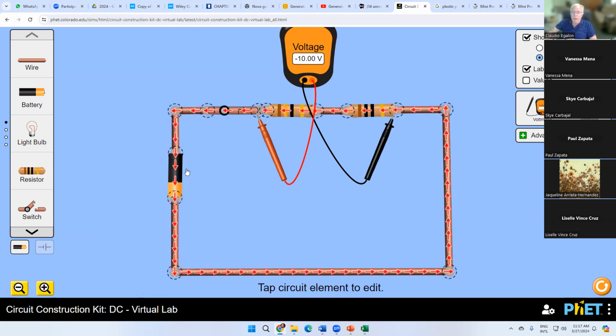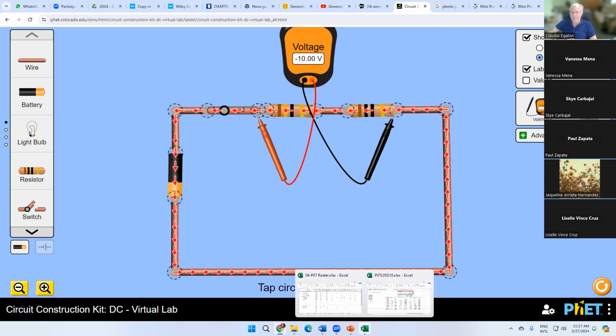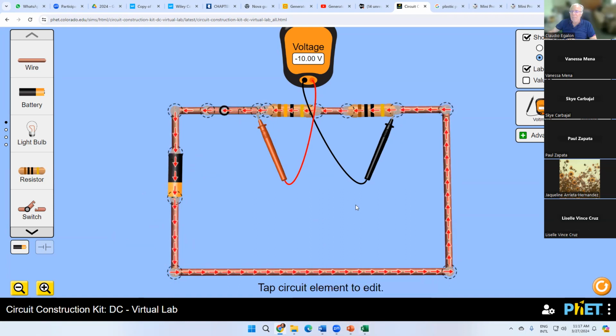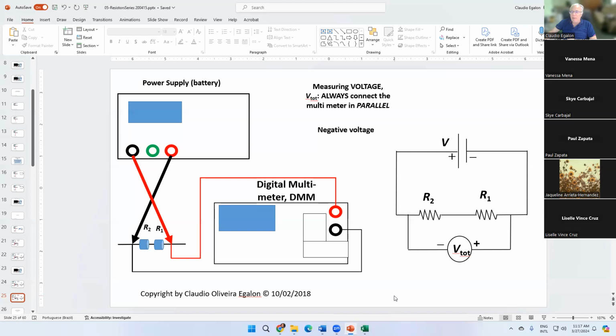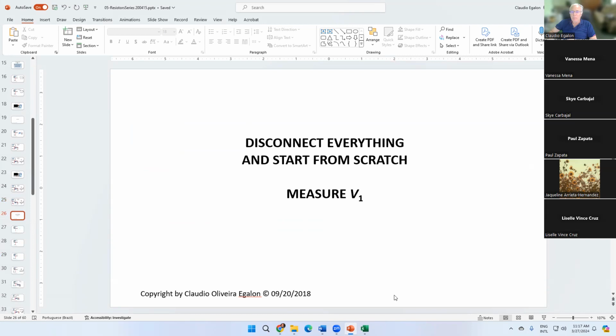the voltage red is going to be negative, right? That's one way of reading the negative voltage. Disconnect everything and start from scratch.